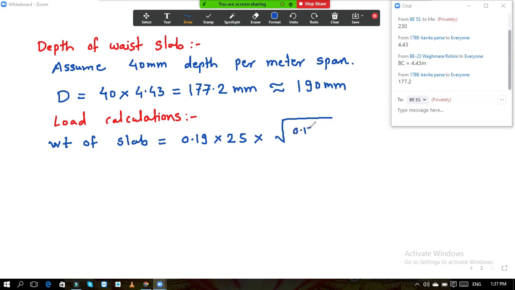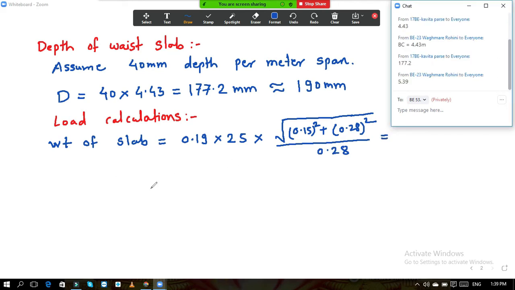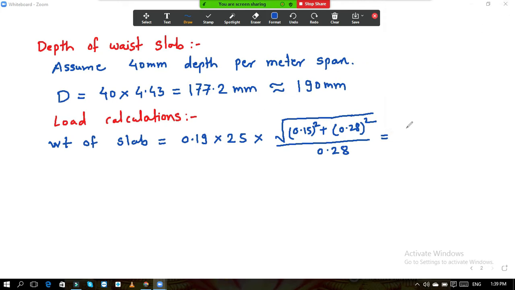So it is root of 0.15 square plus 0.28 square, whole divided by 0.28. If you solve this, you will get the weight. It is 5.39 kilonewton per meter.